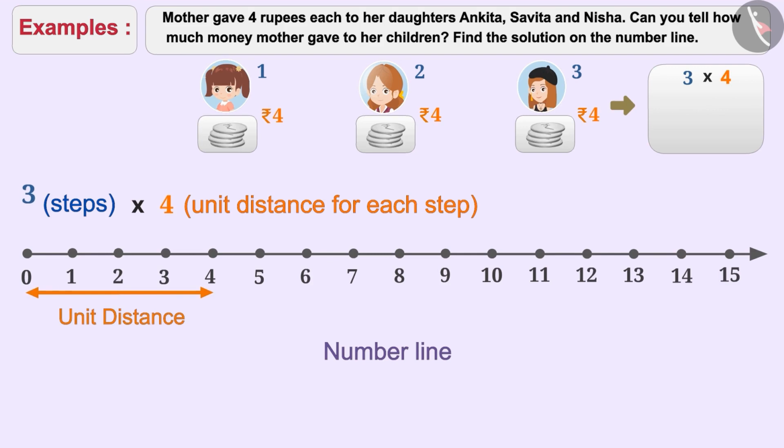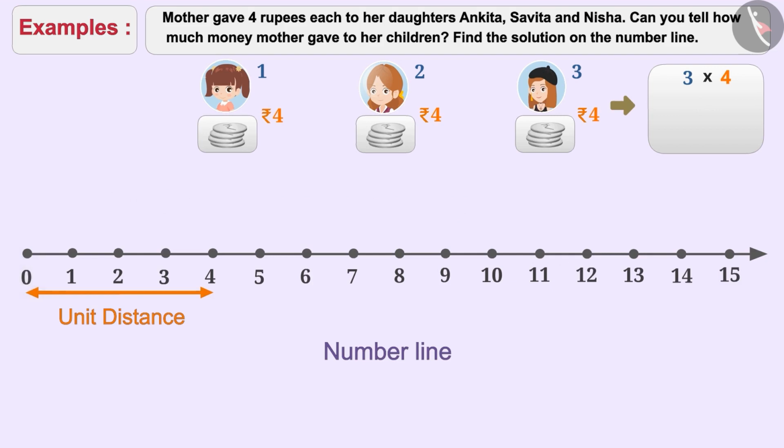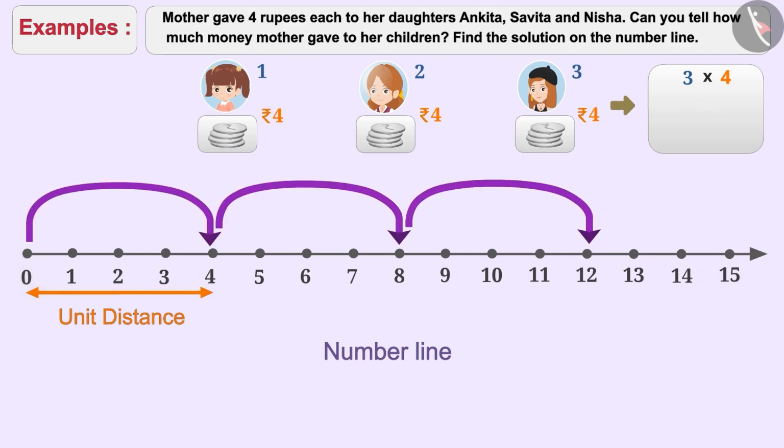Therefore, to express 3 multiplied by 4, we start with 0 and take 3 steps of 4 unit distance each towards right. So, after the last step, we reach 12. This is the product of 3 multiplied by 4. So, the total amount that the mother gave to her children is 12 rupees.